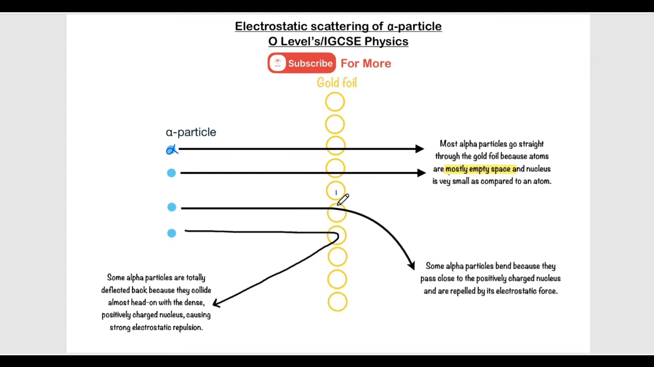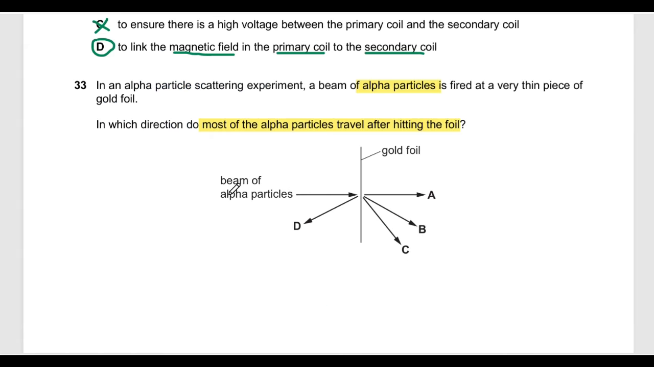Some of the alpha particles were repelled by the positively charged nucleus, because alpha particles are also positively charged, so they deflected, and a very small amount of alpha particles, after having a head-on collision with the nucleus, were bounced back. So most of the alpha particles went straight. The reason is because most of the atom is empty.